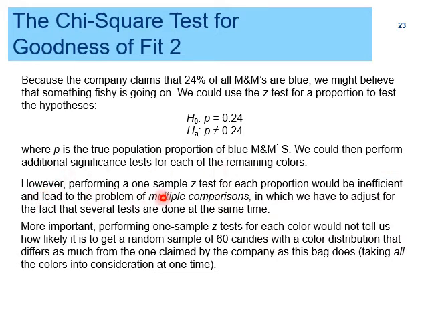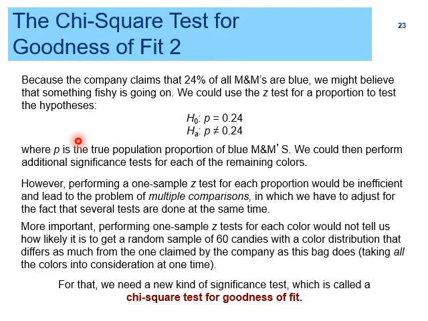However, performing a one sample z-test for each proportion would be inefficient and lead to multiple comparisons. And we have to adjust for the fact that several tests are done at the same time. More important, performing a one sample z-test for each color would not tell us how likely it is to get a random sample of 60 candies with this color distribution. So these are the problems with the one sample z-test. So for this, we now need the chi-square test for goodness of fit.